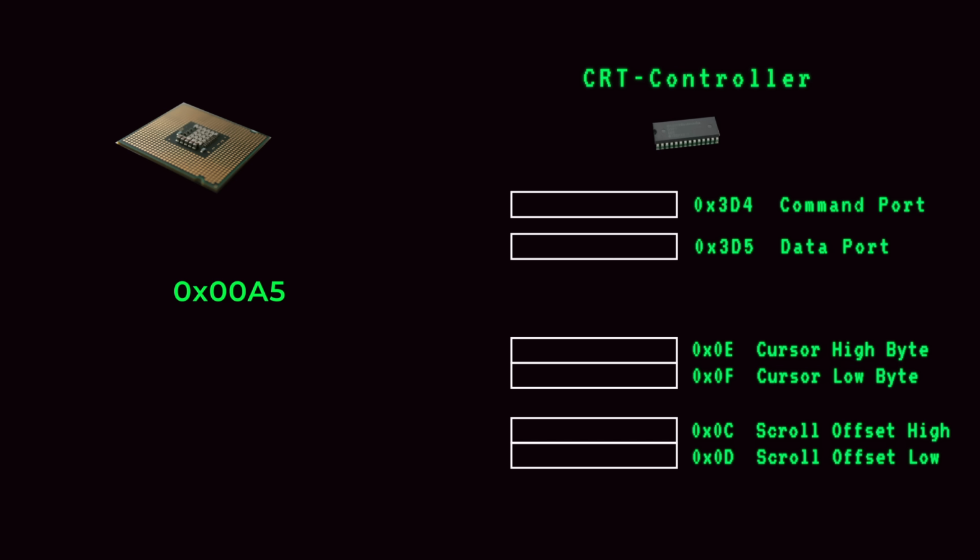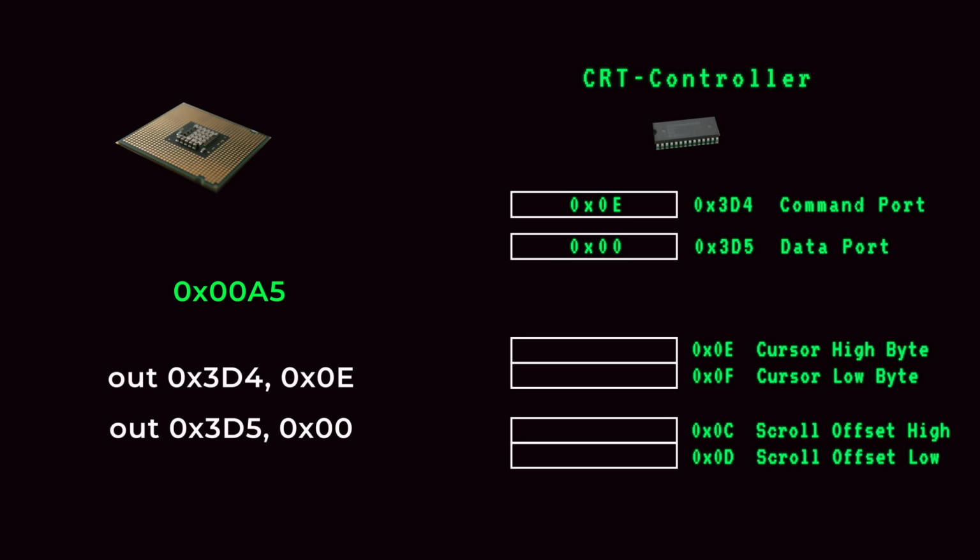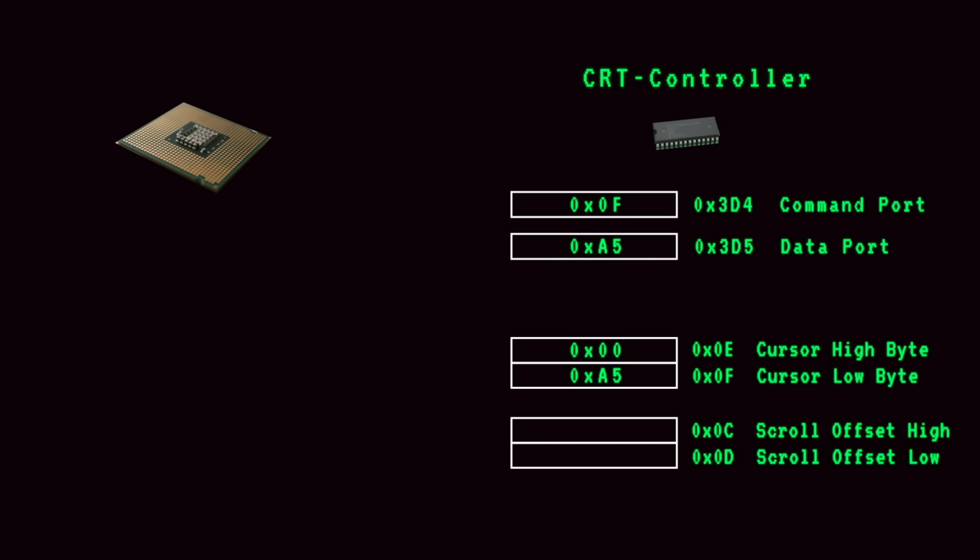And to do that, we first send the index of the cursor position high byte register to the command port and then the high byte value to the data port. The controller then automatically writes the value to the register. Next, we do the same with the cursor position low byte register and the corresponding value. And that's it. We moved the cursor. And scrolling works exactly the same. Say we want to scroll down 3 lines. The offset then is 3 times 80, which equals 240 and looks like this in hex. And then we use the same method as before to write the values to the proper registers.